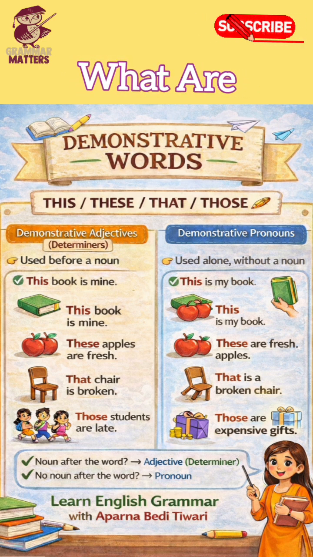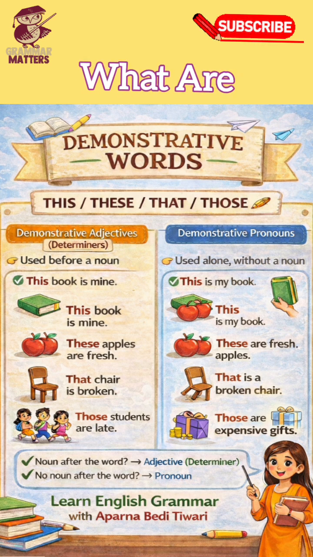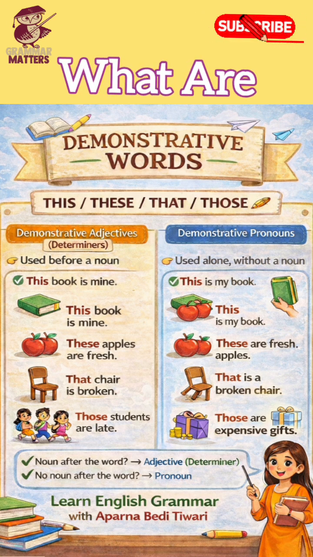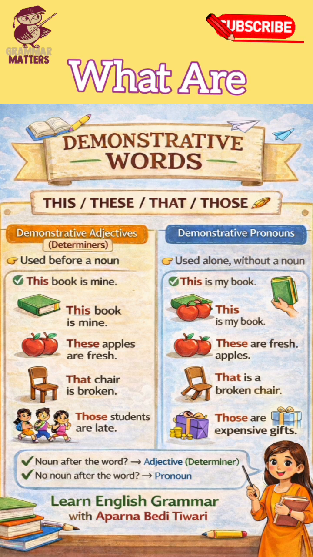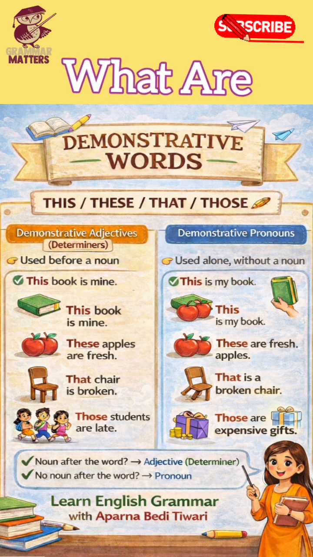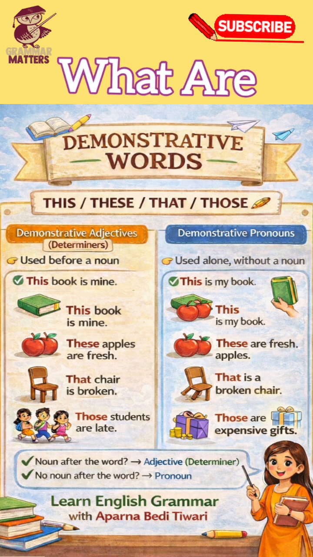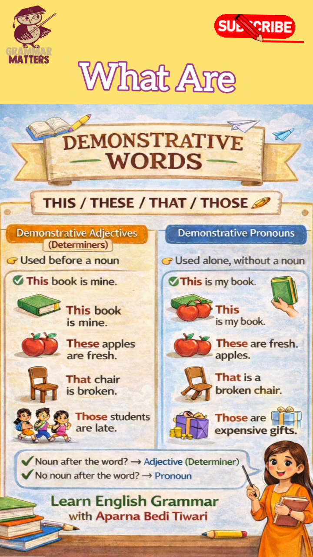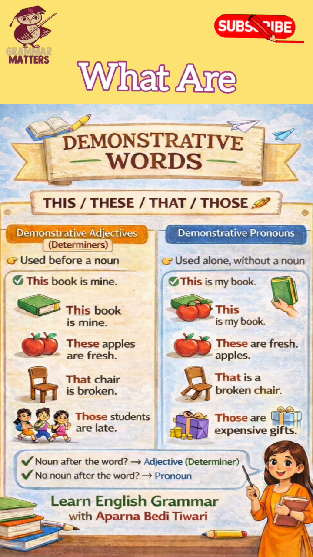This, these, that and those are also used as demonstrative pronouns. This is my book. Here, this is a demonstrative pronoun and immediately after this, a noun is not used. These are fresh apples. Again here, these is used as a demonstrative pronoun.